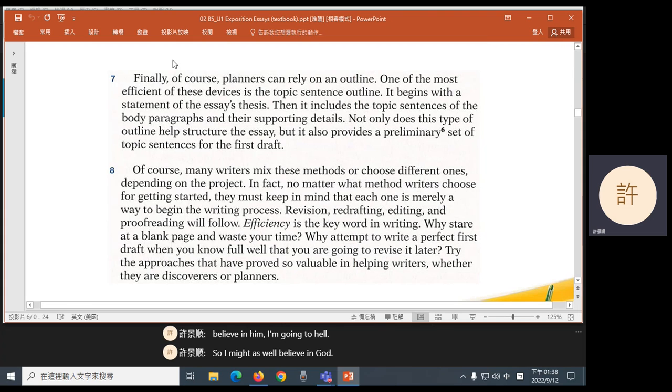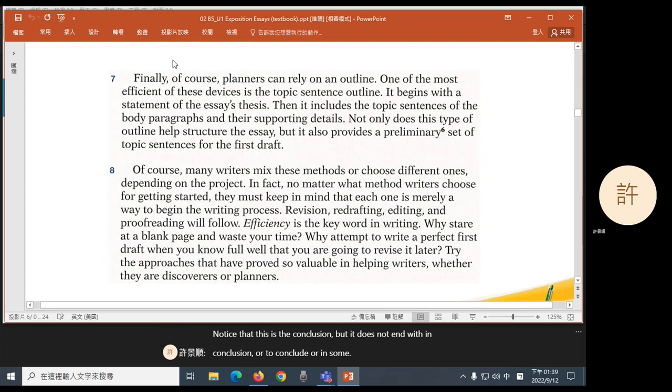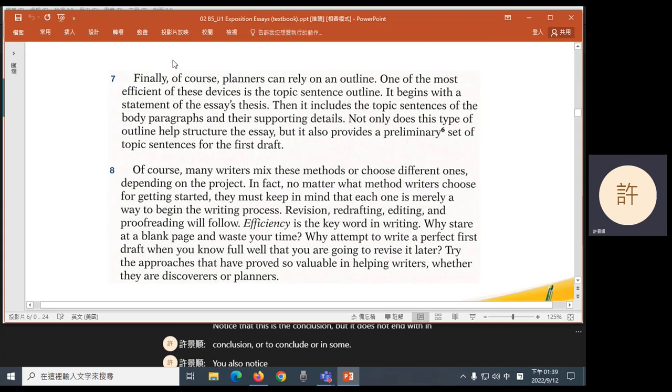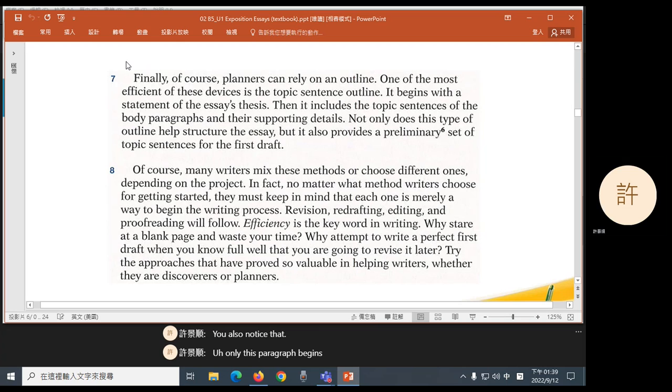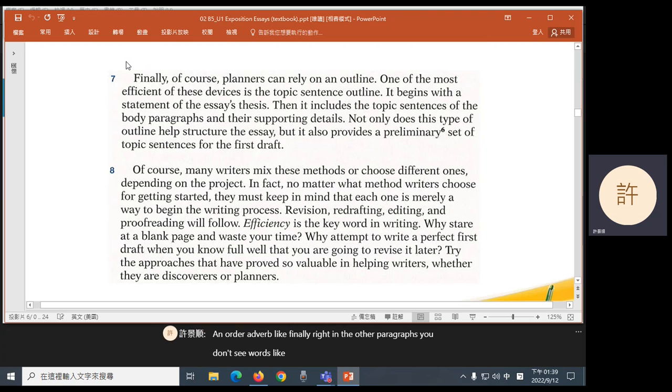Right, so that's these two paragraphs. Finally, of course, and then of course. Notice that this is the conclusion, but it does not end with in conclusion, or to conclude, or in sum. You also notice that only this paragraph begins with an order adverb, like finally, right? In the other paragraphs, you don't see words like first, second, next.